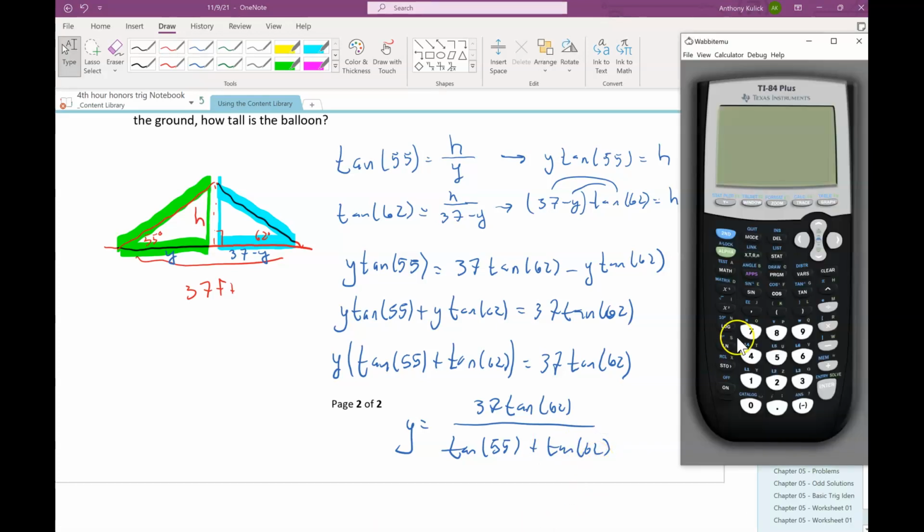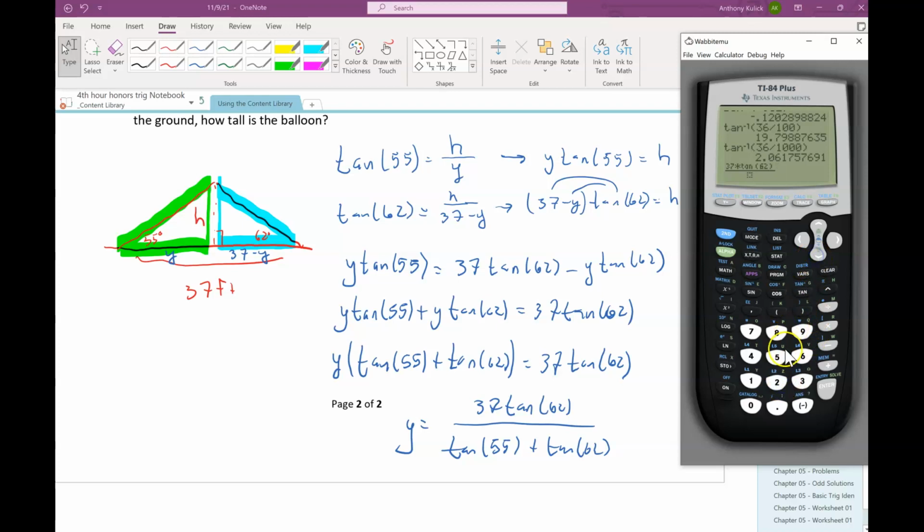Now note on this that we're solving right now for y, which is not actually what we are asked for in the question. But I can use y to get h pretty quickly.